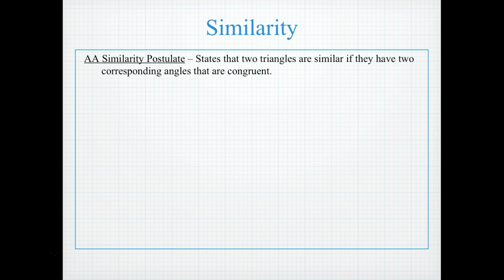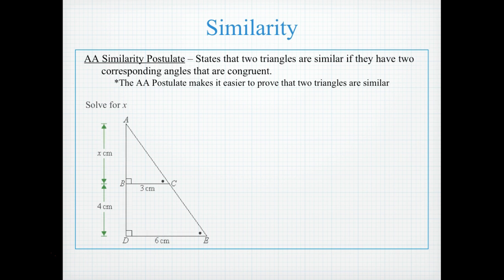Now the angle-angle similarity postulate, or AA similarity postulate, states that two triangles are similar if they have two corresponding angles that are congruent. So if two triangles have two angles that are congruent, then that automatically gives that the third angle would be congruent. So the angle-angle postulate makes it easier to prove that two triangles are similar.